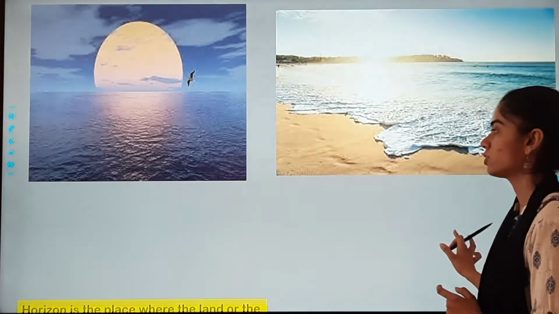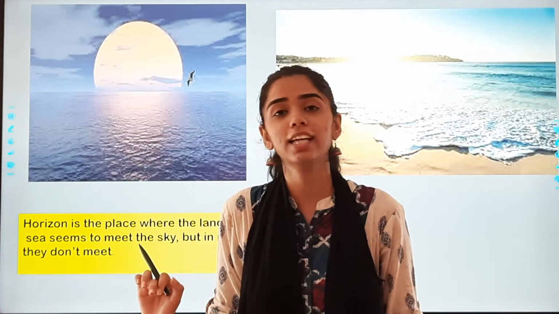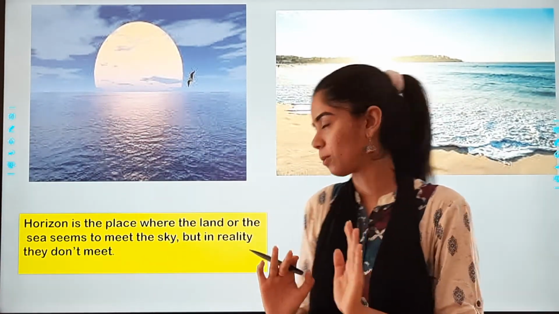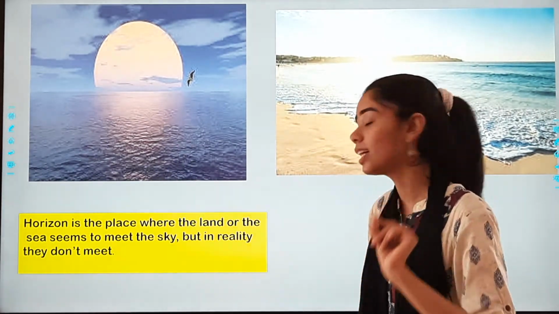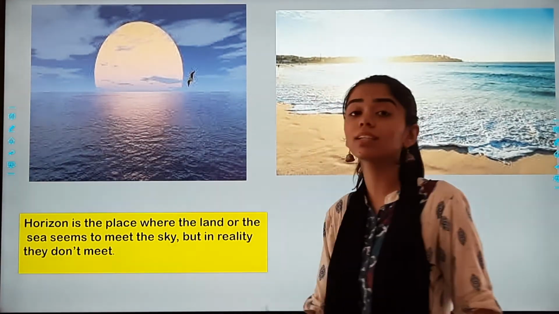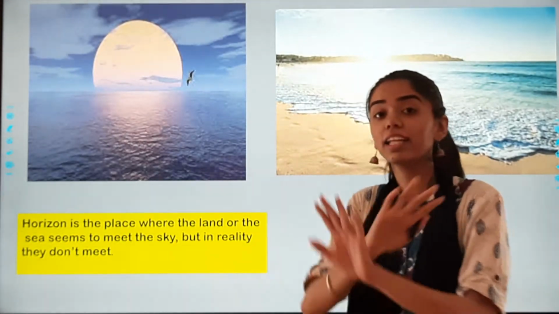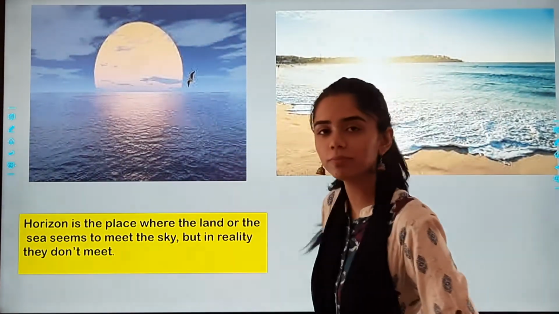See, so here is a thing. Now there are two new terms, that is horizon and coast. So horizon is the place where the land or the sea seems to meet the sky, but in reality they don't meet. Now look at this picture.